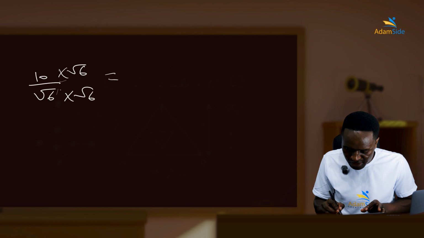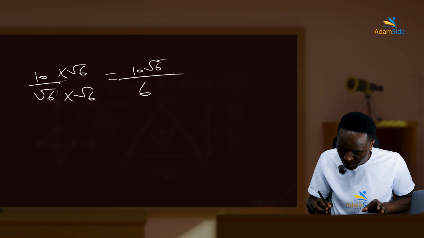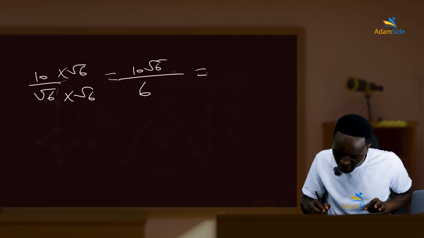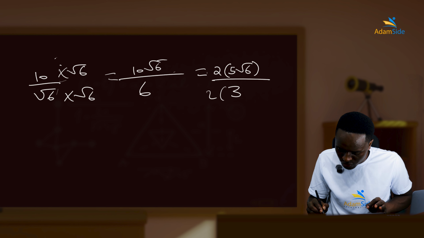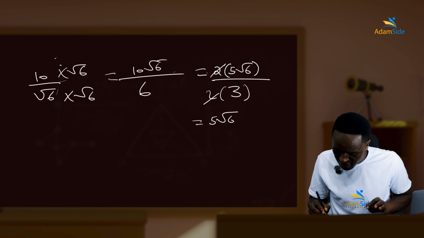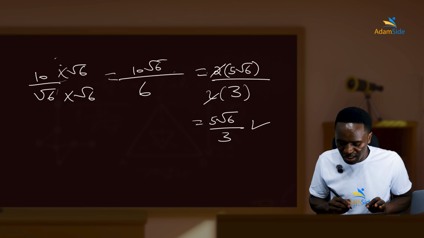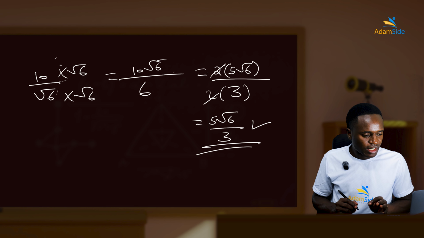Root 6 times root 6 is 6, and then your numerator becomes 10 root 6. Then simplify. You can divide by 2. When you divide by 2, you get 5 root 6 divided by 3. So 2 cancels 2, then your answer is 5 root 6 divided by 3. This becomes your answer. Correct.